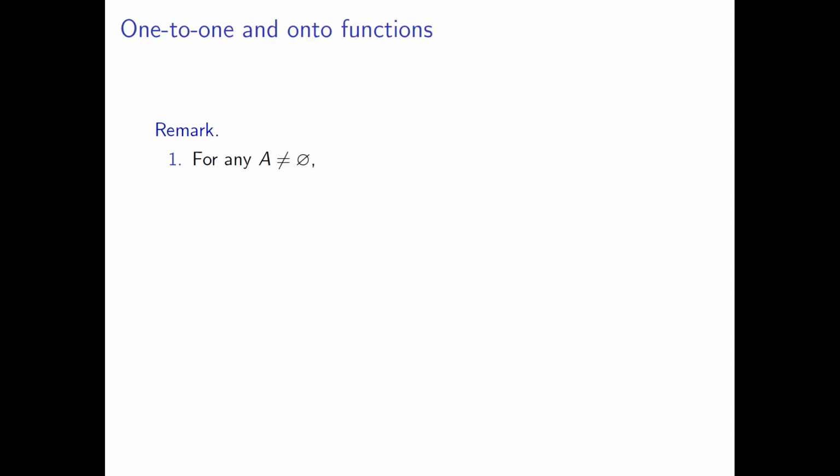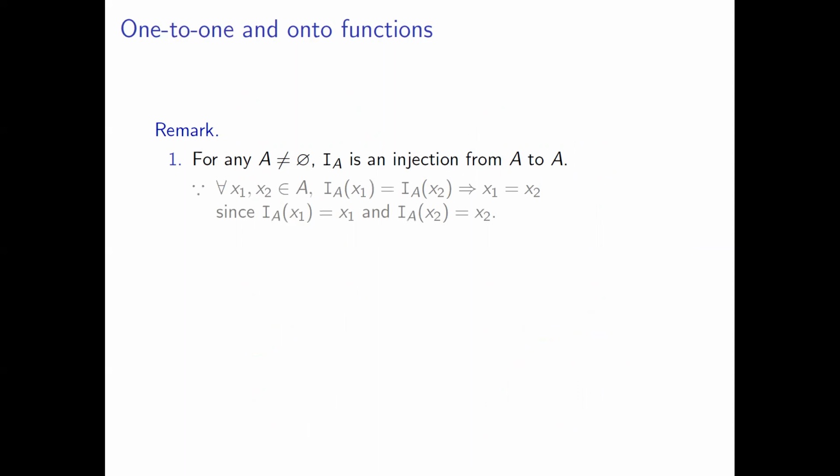It follows from the definition that for any non-empty set A, the identity relation on A is an injection from A to itself. This follows from the fact that the image of any object under the identity relation is itself. Also, the empty relation is an injection from the empty set to itself. Indeed, observe that the empty set is equal to the Cartesian product of the empty set by the empty set. Let f denote the empty relation.